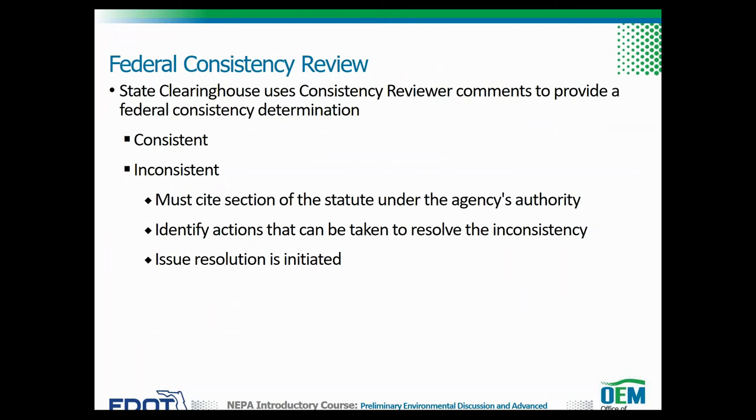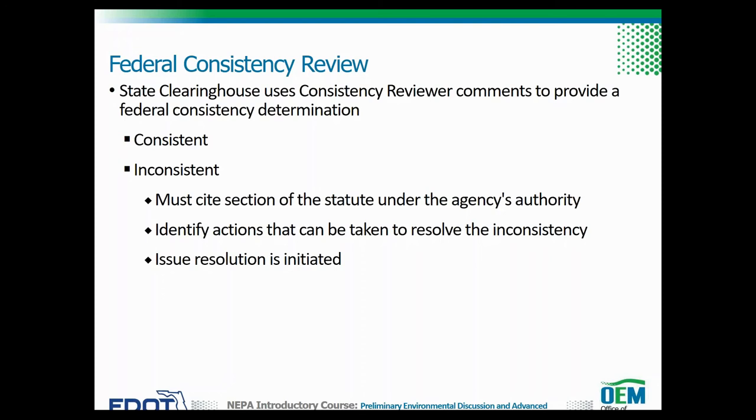The state clearinghouse uses the consistency reviewer's comments as the basis for its determination that the project is either consistent or inconsistent with the Florida Coastal Zone Management Program. If the determination is consistent, it is documented in the EST.